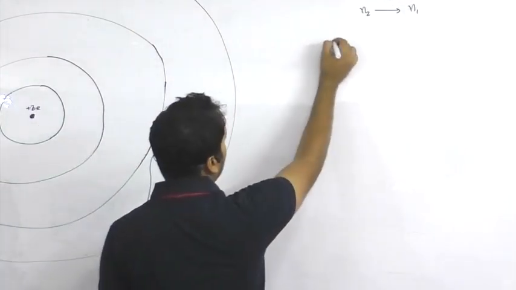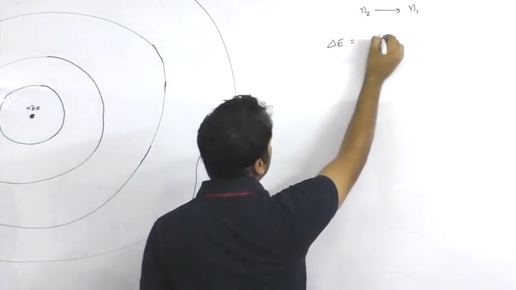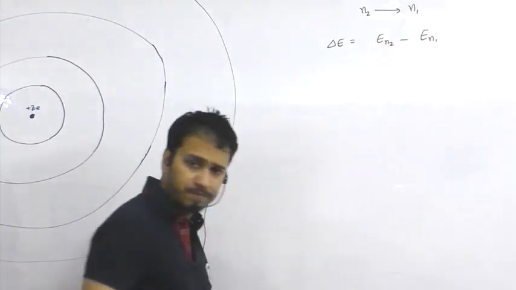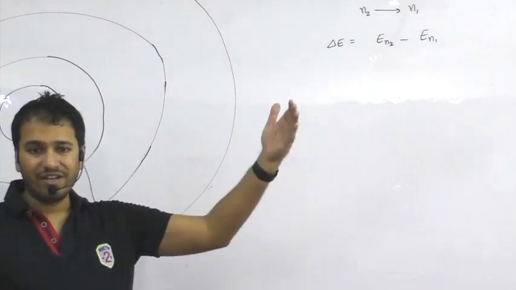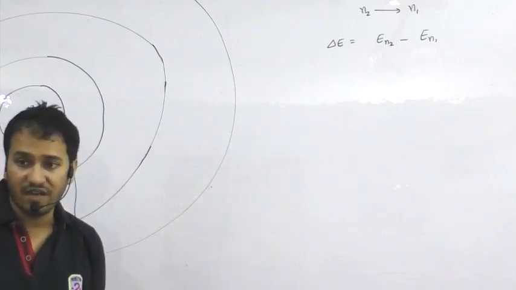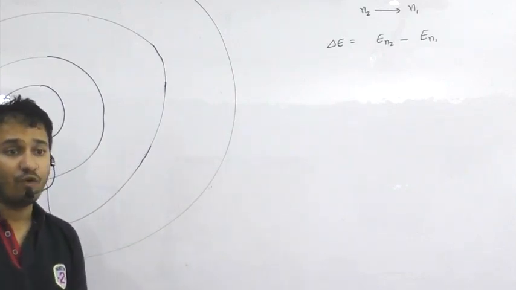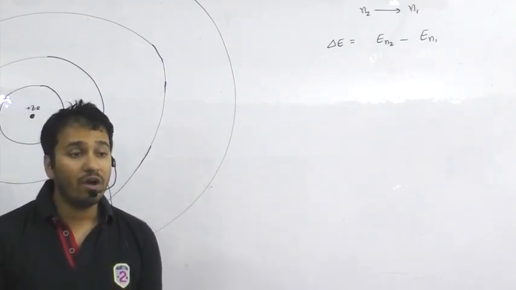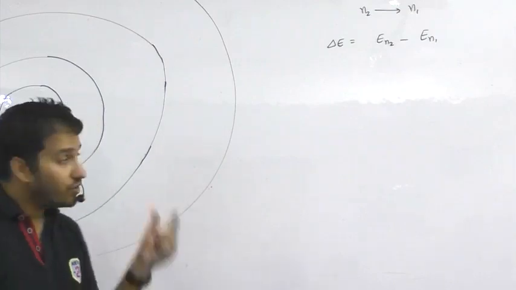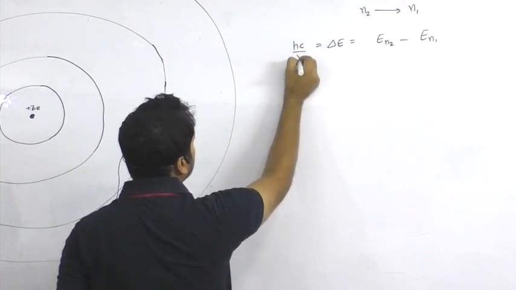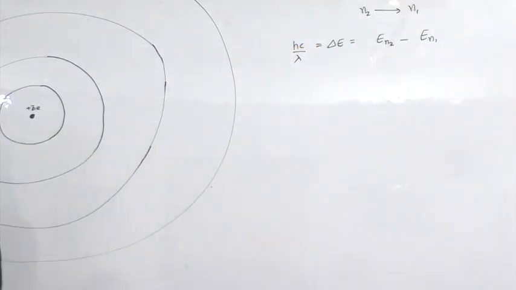How much energy will be released? If I want to know the magnitude of the energy released, it will be energy of n2 minus energy of n1. Yes, because n2 is higher energy, right? So higher minus lower, this will be the positive value. So the energy released is E n2 minus E n1. But how is this energy released? It is released in the form of a photon. And what is the energy of a photon? h nu. Or we can also write it as hc by lambda. So delta E is the amount of energy released, and it is in the form of a photon. So can I not write this as hc by lambda? Yes or no? I can write this as hc by lambda.